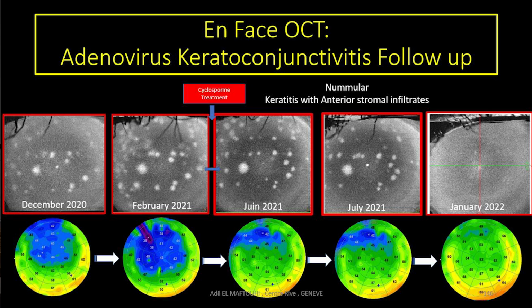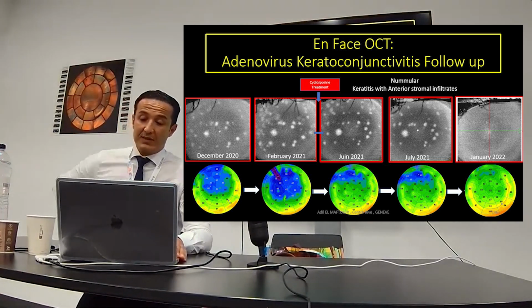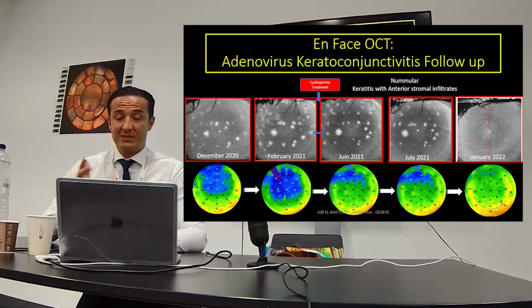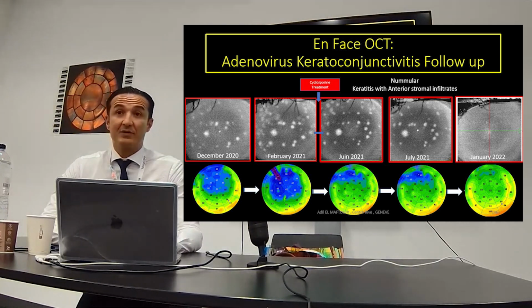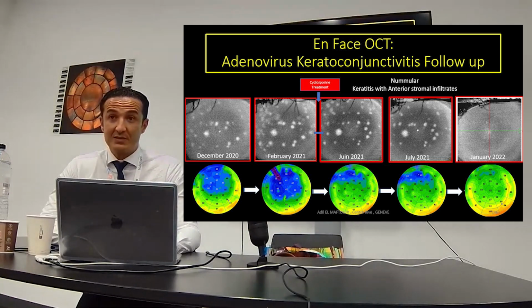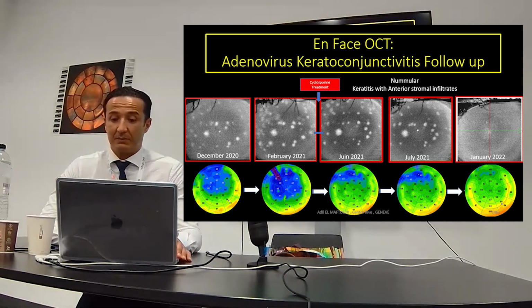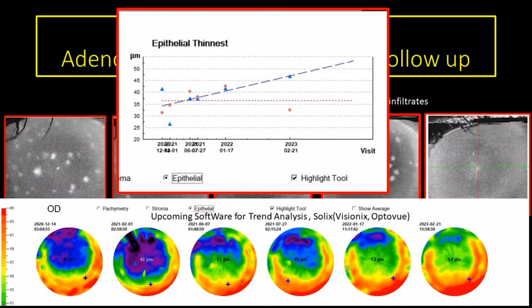And you can also use en-face OCT and epithelial mapping to manage some corneal diseases like adenovirus keratoconjunctivitis. We know it's a slow resorption for this conjunctivitis, and you observe here, after the cyclosporine treatment, the improvement of the ocular surface and the reduction of the nummular aspect of the lesion until the complete disappearance of the nummular aspect and the complete resorption, complete normalization of epithelium shape. And this is the follow-up with the upcoming software and the trend analysis of the epithelium thickness, and you observe the improvement of the thickness of epithelium.